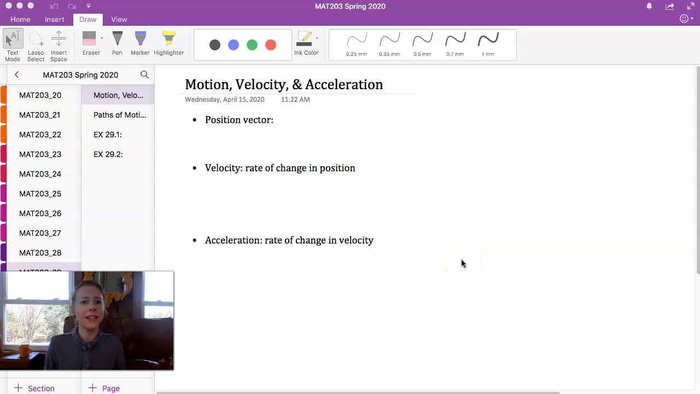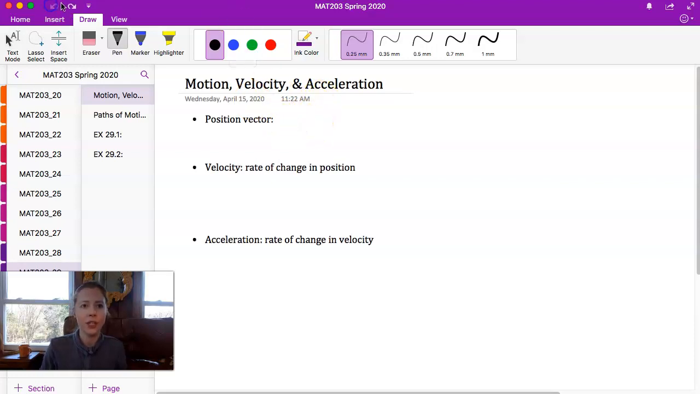As promised, in this lecture we'll be doing a little bit of physics, exploring motion, velocity, and acceleration. So we're going to continue on with our parameterized functions. And in physics, the position vector is defined as follows.